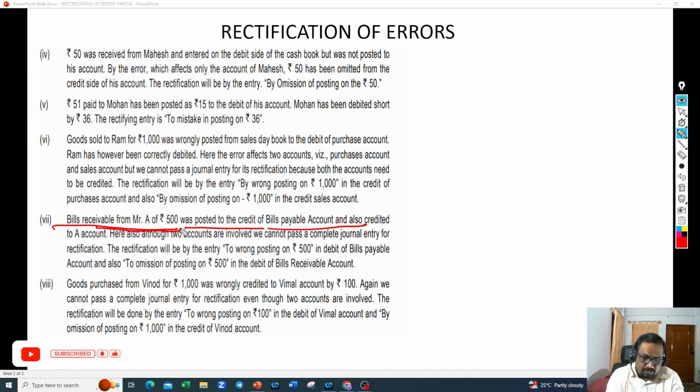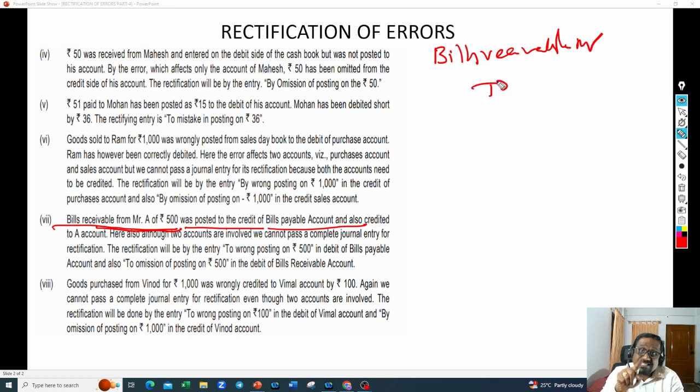Whenever there is a bills receivable, the entry we write is bills receivable debit. Bills receivable is an asset. So bills receivable account is debit. A is the giver. So A account credit. This is how the entry has to be written. Bills receivable from Mr. A 500. That is what they mentioned here. For that, this is how the entry should be.